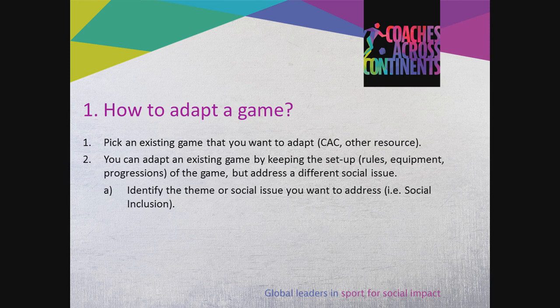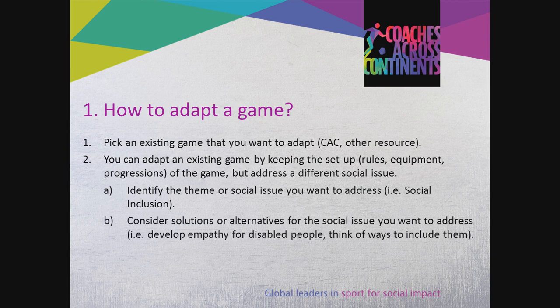So now I will go a little bit deeper into the different steps you need to take when you adapt a game. The first thing you would do would be that you identify the theme or social issue that you want to address. So that would be now the new theme you want to address. That could be, for example, social inclusion. The second step would be that you would then consider different solutions or alternatives for the social issue or problem that you have identified.